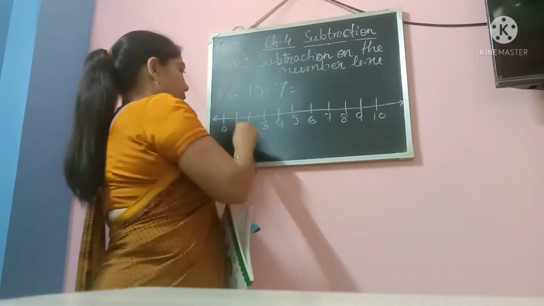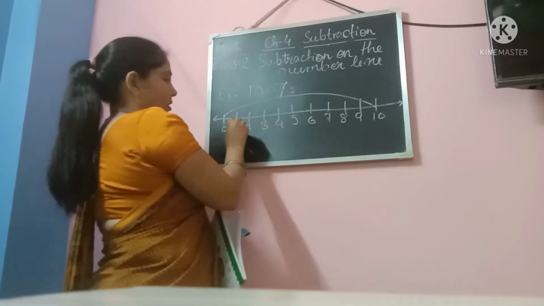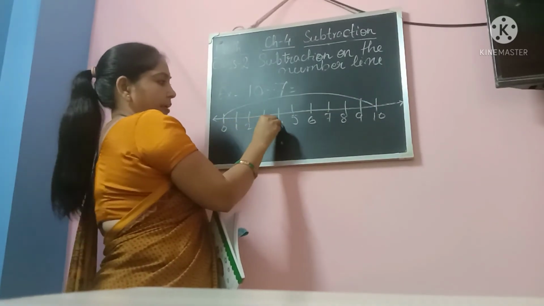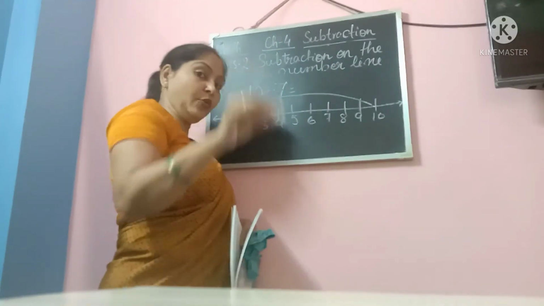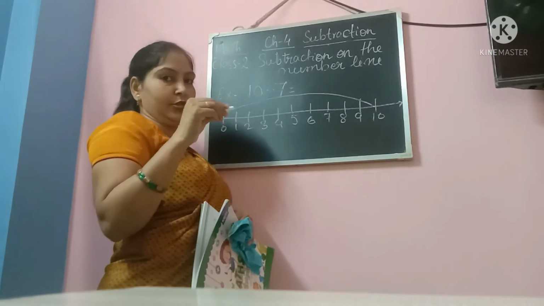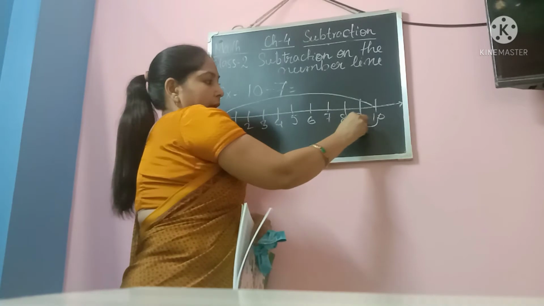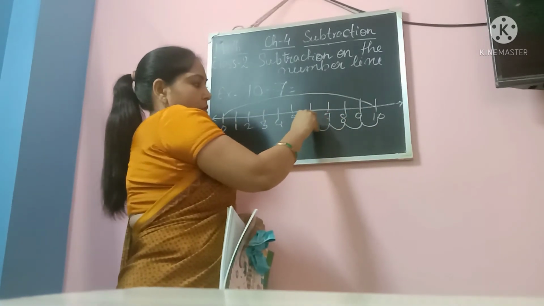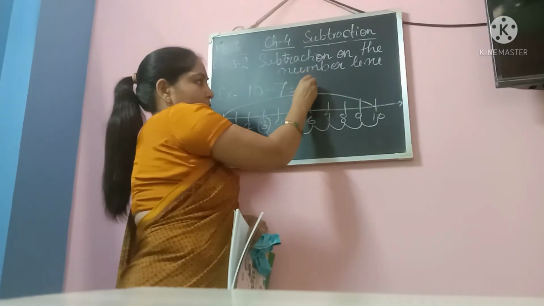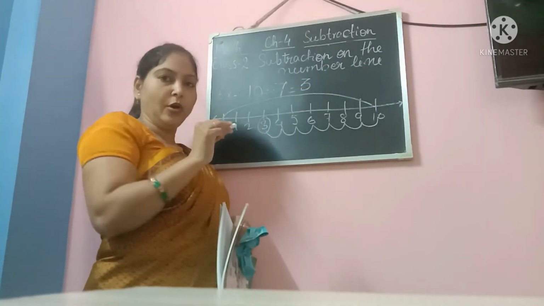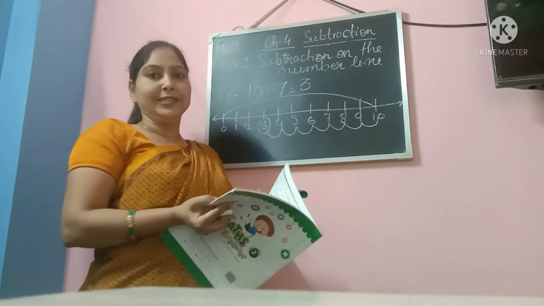From 0, first I will go to 10. So from 0, 1, 2, 3, 4, 5, 6, 7, 8, 9, 10. Now from 10, I have to do backward counting. How many times will I jump back? 1, 2, 3, 4, 5, 6, 7. So my answer is 3. In this way, we have to go backward. And this is the way we do subtraction on the number line.